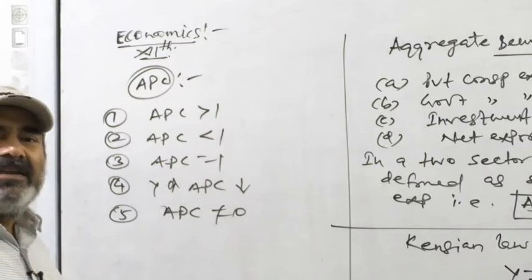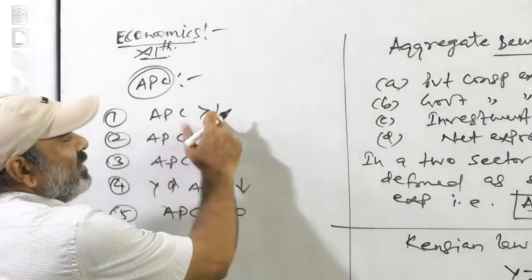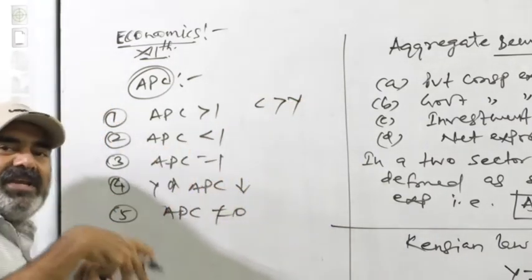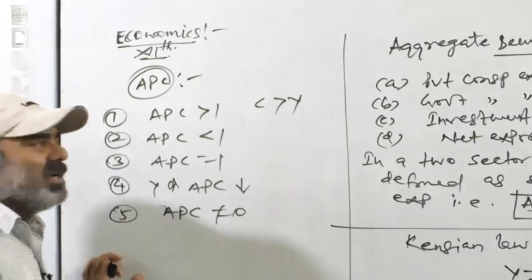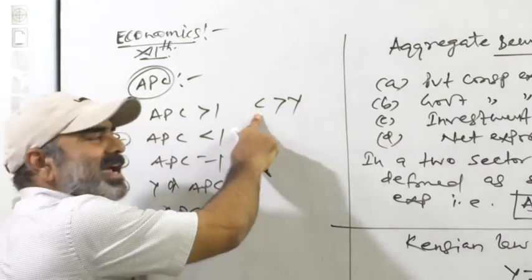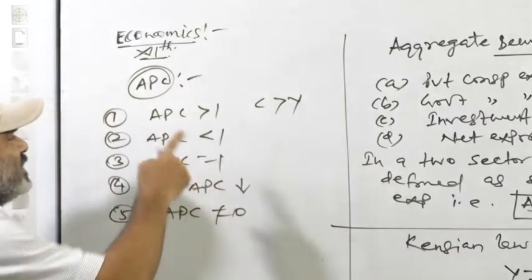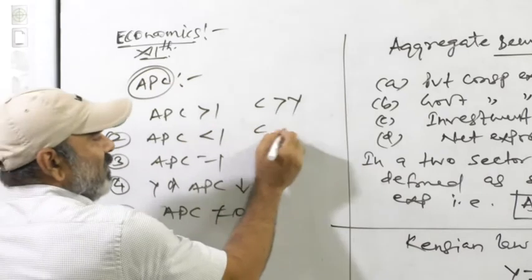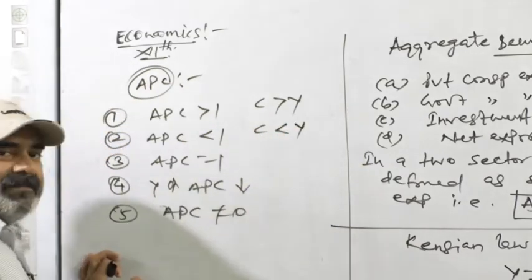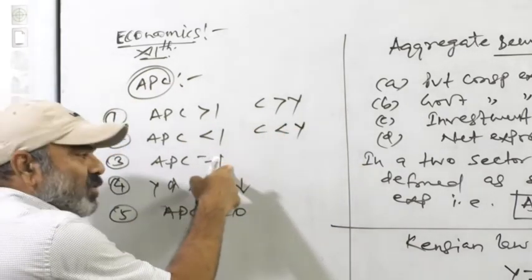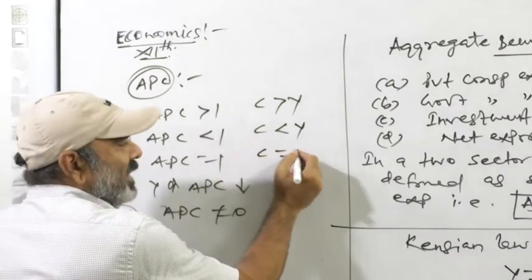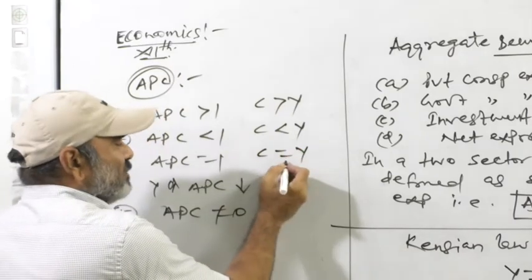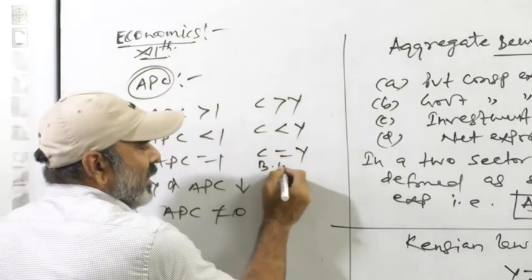What does it mean? APC is greater than 1, that means consumption is greater than income, and it happens when you earn very less. At very low level of income, our consumption expenditure exceeds our income, and in that case APC is greater than 1. APC is less than 1. What does it mean? Our consumption is less than income. APC is equal to 1, that means entire income is spent on consumption.